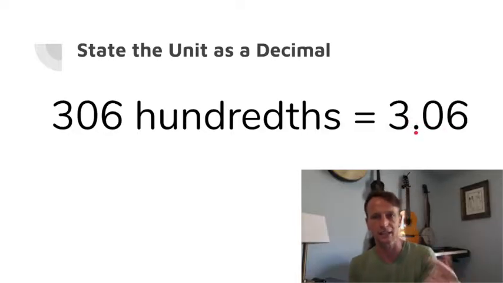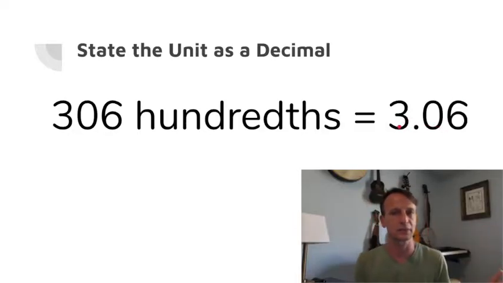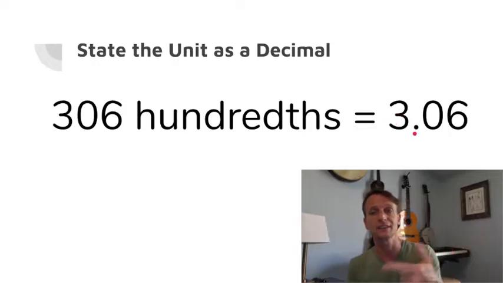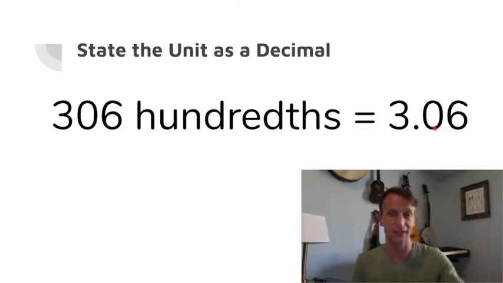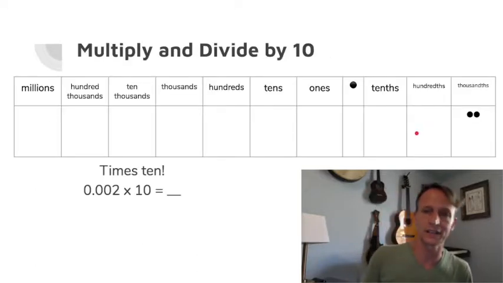3 and 6 hundredths is the same thing as 306 hundredths. Another way of thinking of this one as well, hundredths are pennies, right? So if you have 306 pennies, you have $3.06, don't you? Because each 100 pennies is $1. Now we're going to move on to the next big thing.